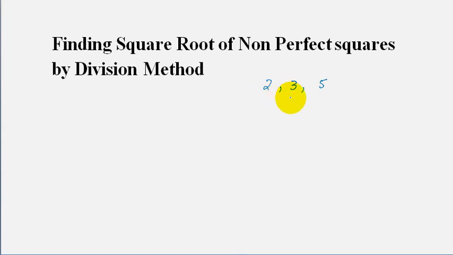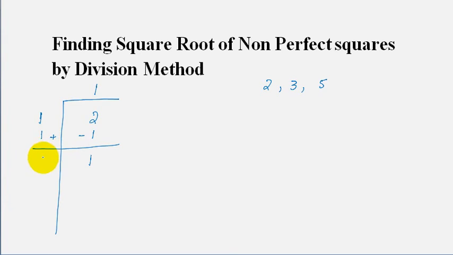First, we try this number 2. We have to find the square root of this number. Now we find a number whose square is less than or equal to 2. So 1 square is 1, 2 square is 4, which is greater than 2. So we can choose 1 here as our first divisor. 1 into 1, we get 1. Two minus one is one.